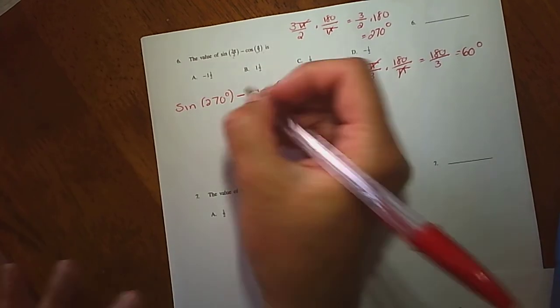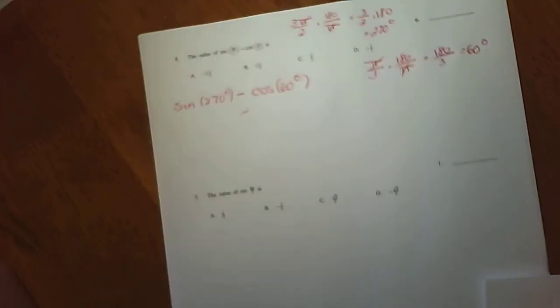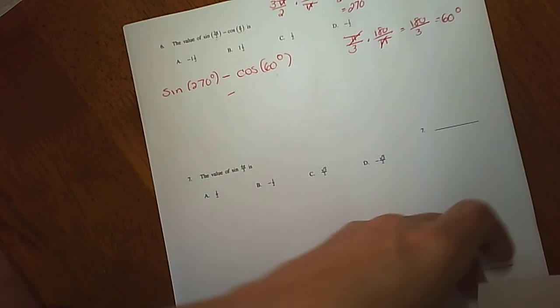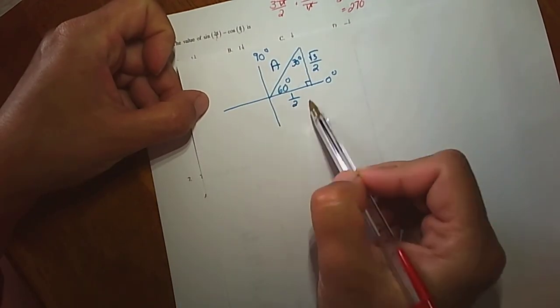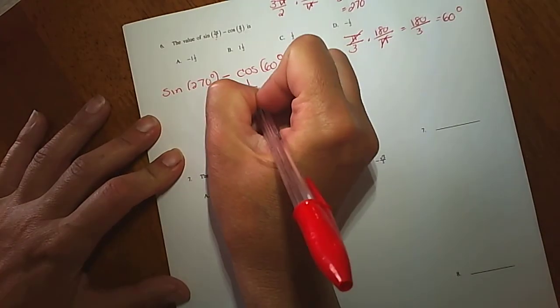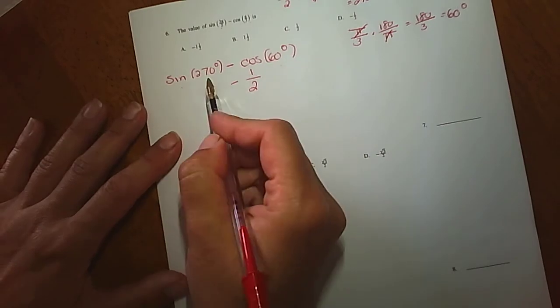All right, now cos 60. We just did that one a couple of times. Cosine of 60, right? Fold the paper. This is my 60-degree triangle again. Cosine is whatever's on the x-axis, so that's going to be a half. So I know it's going to be minus a half. Now I have to do sine 270.